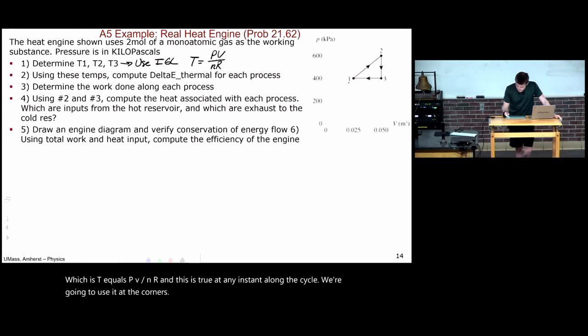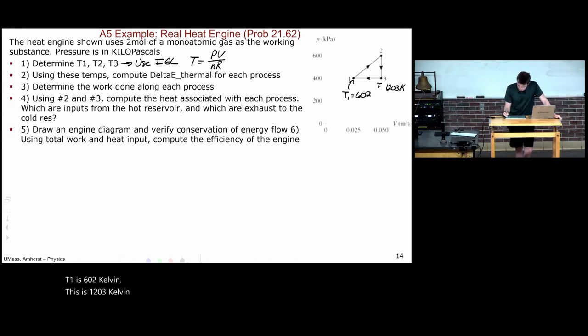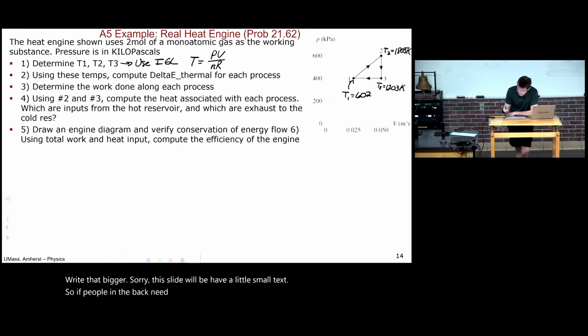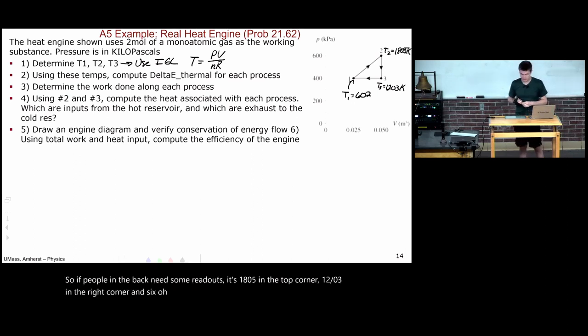I'm just going to tell you the results. T1 is 602 Kelvin. This is 1203 Kelvin. And T2 is 1805 Kelvin. Sorry, this slide will have a little small text. So if people in the back need some readouts, it's 1805 in the top corner, 1203 in the right corner, and 602 in the bottom left.